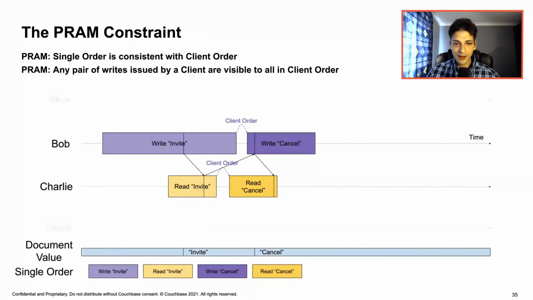This leads to the PRAM constraint, a property that is satisfied if any pair of writes issued by a client are visible to all in client order. Without PRAM, it would be possible for another client to observe the cancellation before the party invitation. Similar to real-time, in which the sequential order is consistent with returns before, the PRAM constraint is satisfied if the sequential order is instead consistent with the client order.